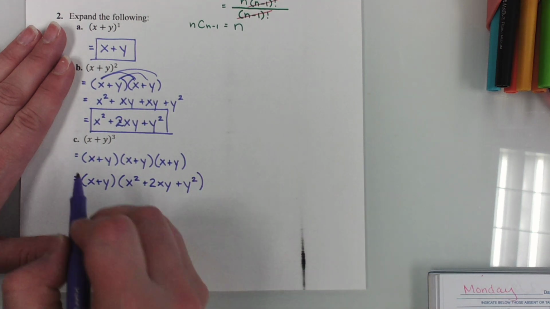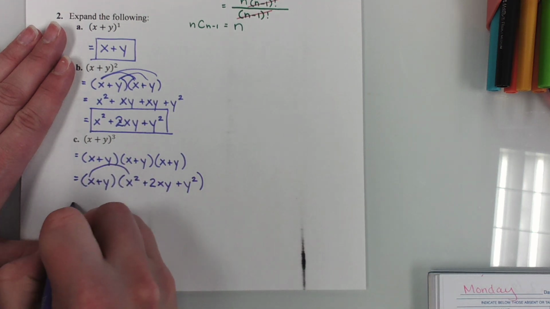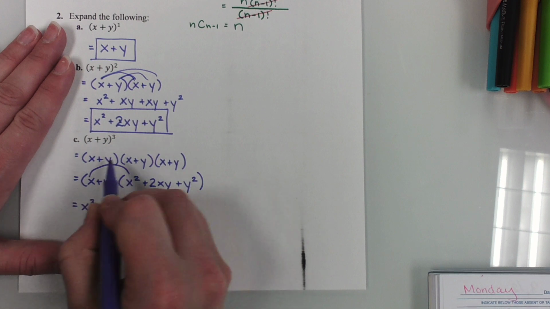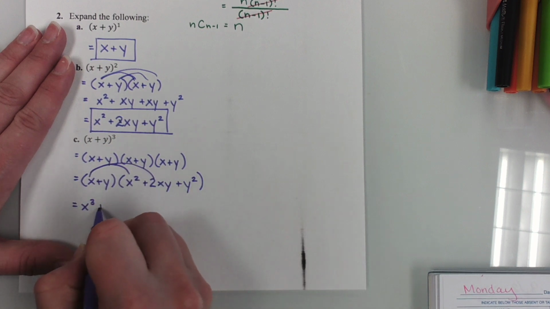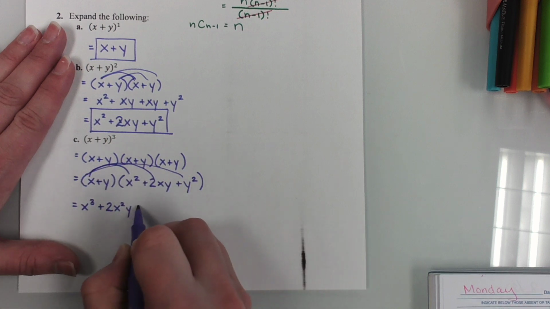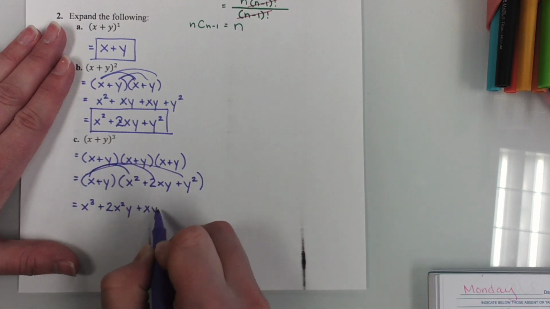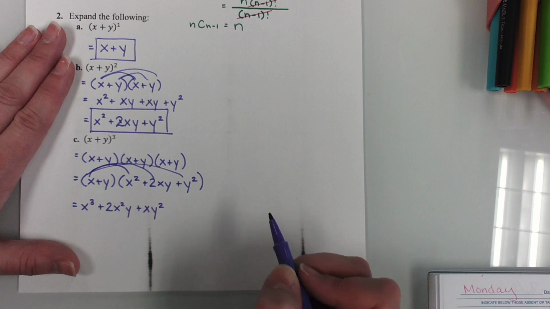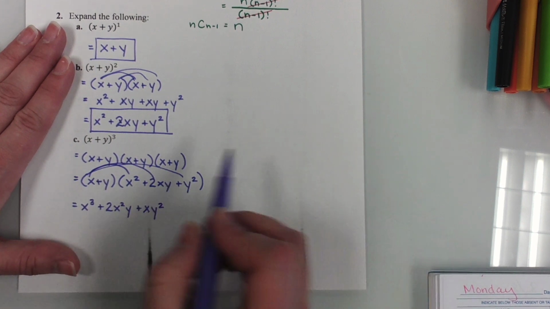And multiply it out. X times x squared is x cubed. X times 2xy is 2x squared y. X times y squared is x y squared. So first 3, now I need to multiply y through.